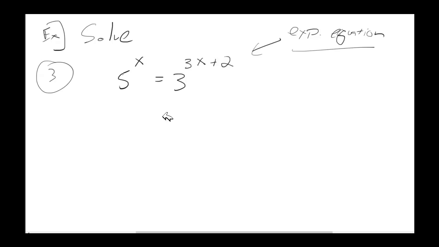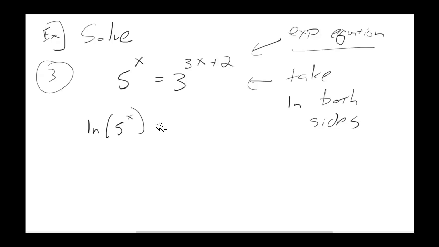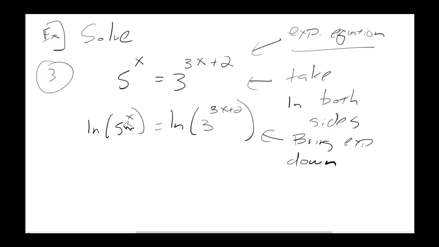But what I'm going to do is take ln of both sides. You can technically do any logarithm you like, but ln's nice because it lets you plug it in the calculator and check at the end if you need to do that. So here I'm going to take ln of 5 to the x equals ln of 3 to the 3x plus 2. And I keep this equal sign, I keep working vertically down. Now I'm going to bring the exponents down. That is one super nice property of logarithms.